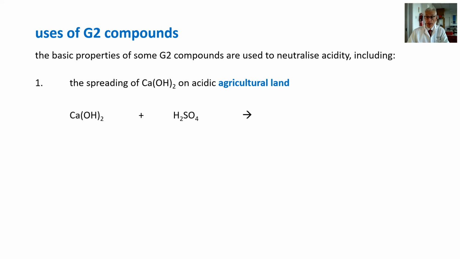If we assume that the acid causing the low pH is sulfuric acid, perhaps from acidified rain, can you complete and balance the neutralization equation? Pause the video, check your answer when you're ready. Here is the completed equation. We get calcium sulfate, the salt, and 2 moles of water.